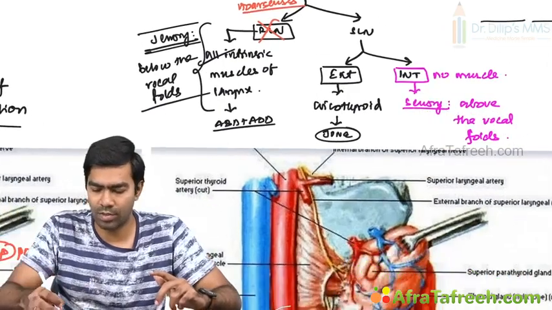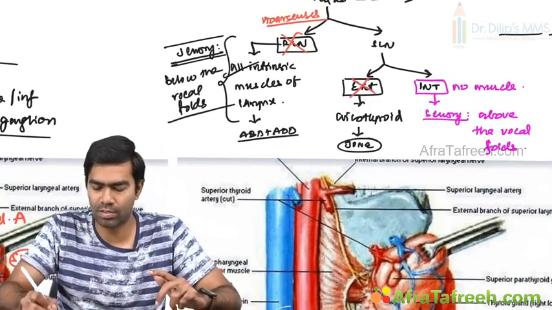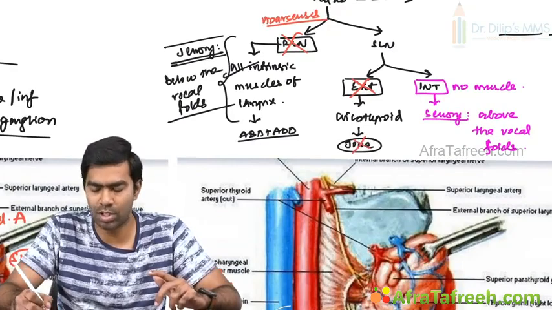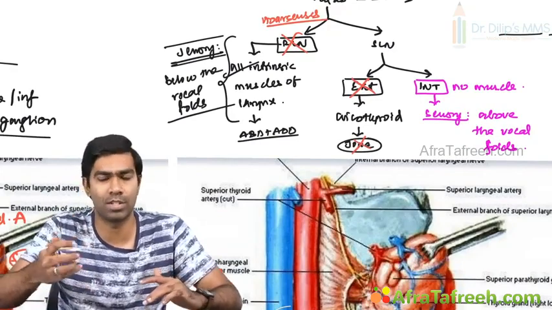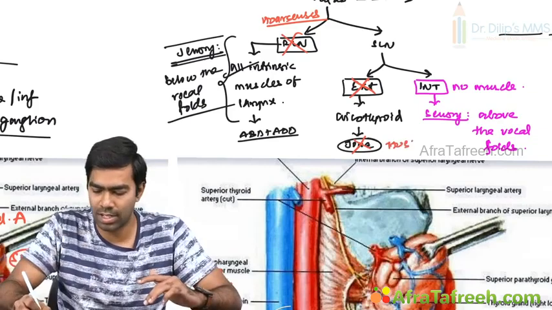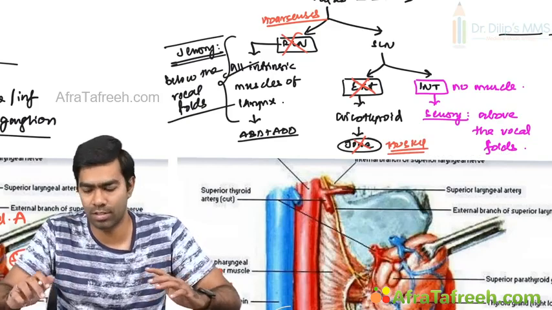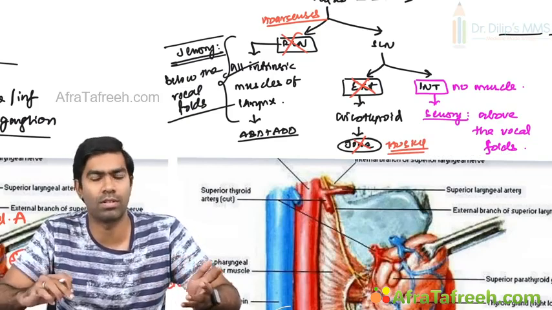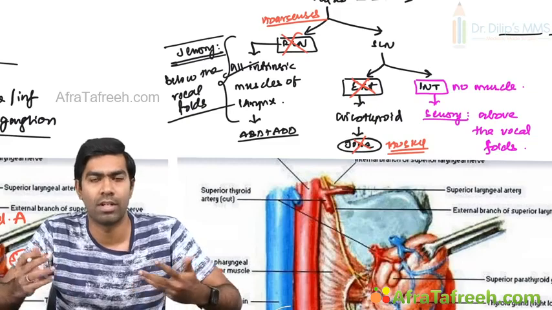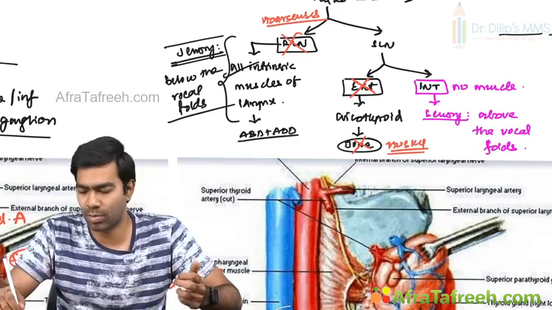Similarly, if you damage your external branch of the superior laryngeal nerve, you will lose the tone of the voice, which means you cannot raise the pitch of the voice, which will result in a husky voice. Whenever you try to raise the pitch, your voice will become husky. So this is the problem you will result in if you have damage to the external branch of the superior laryngeal nerve.